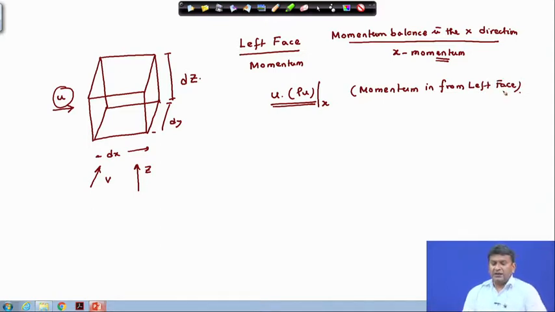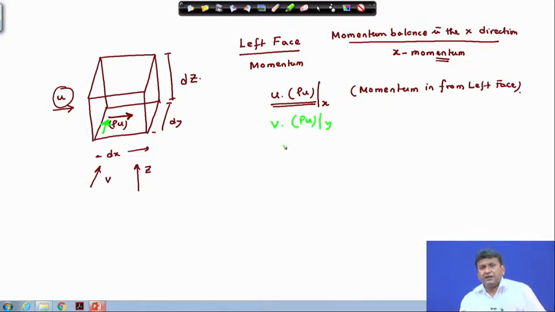Similarly, you can calculate from the front face what is the x momentum that is entering. This is the momentum, the mass flowing due to x component velocity at the front face, and it is because of the v component velocity, the y component velocity over here, that the momentum gets pushed in, right. So, you have a term which is like v into rho u evaluated at y.